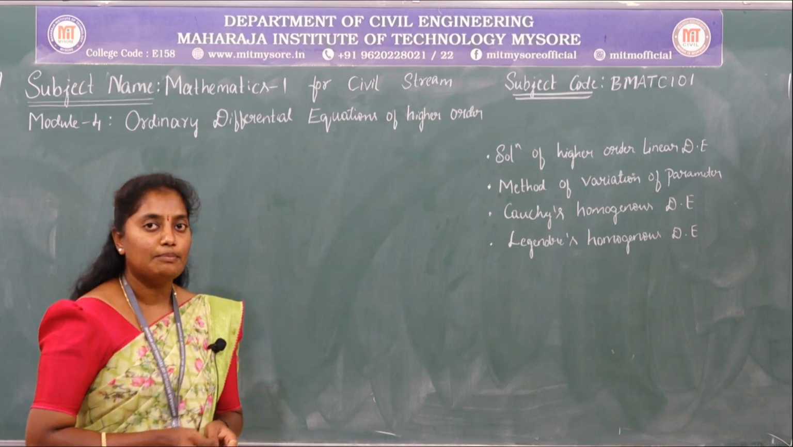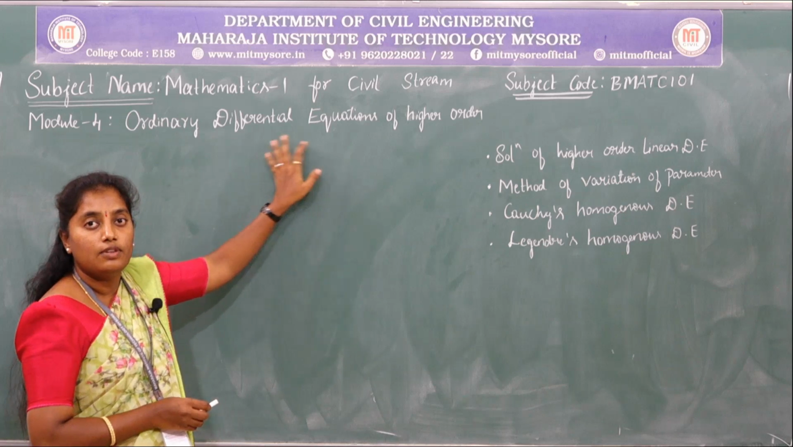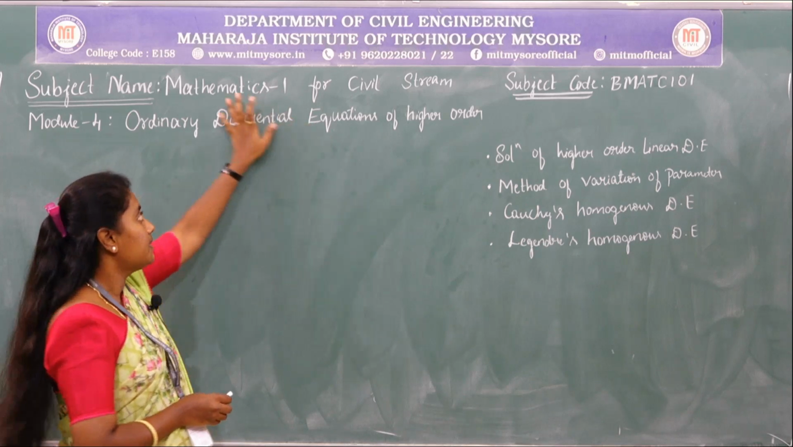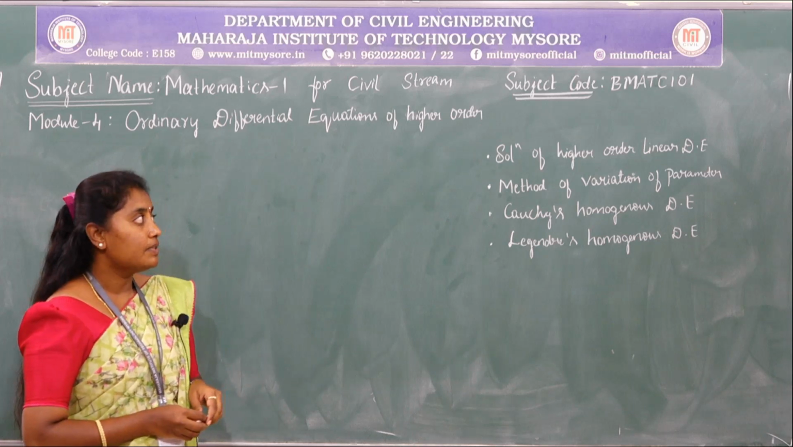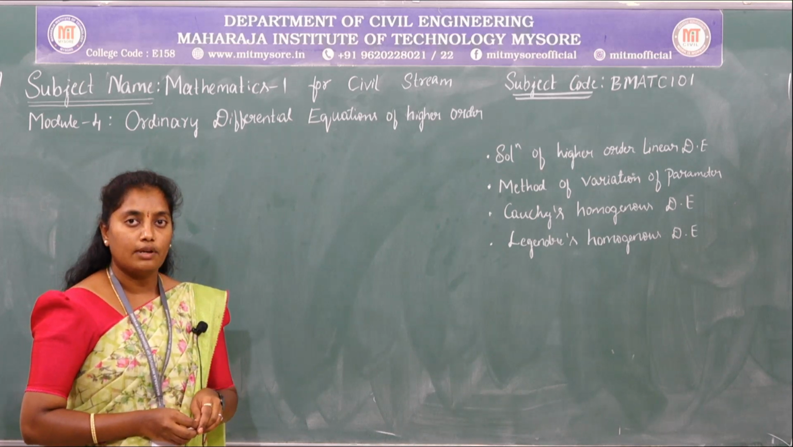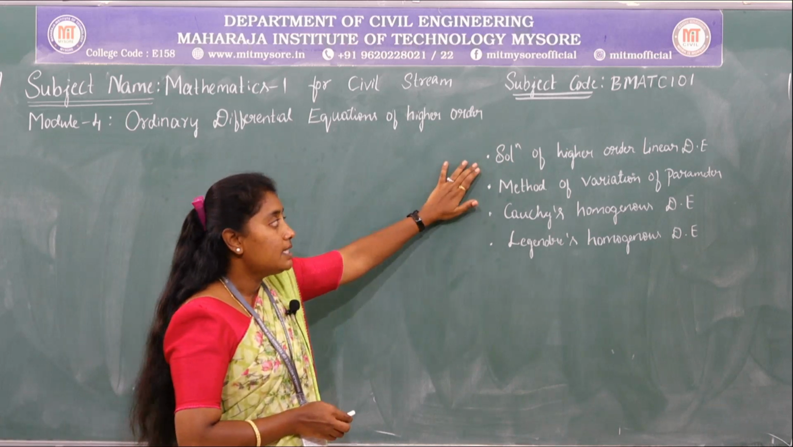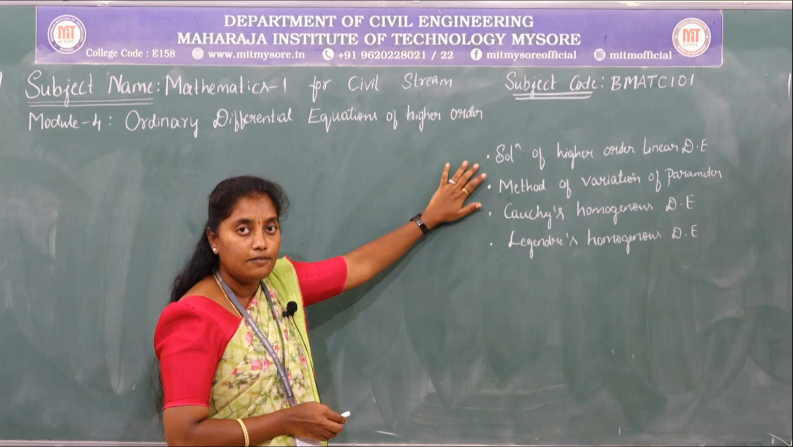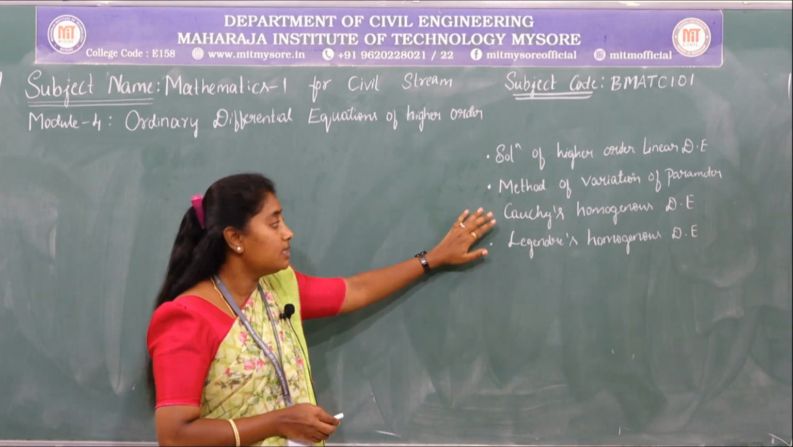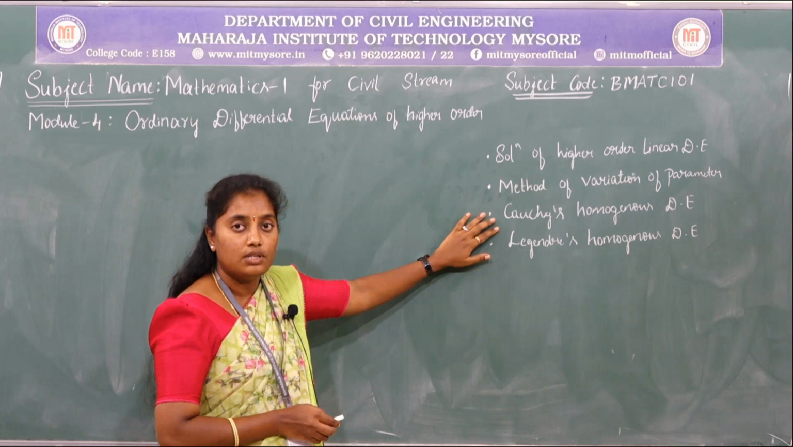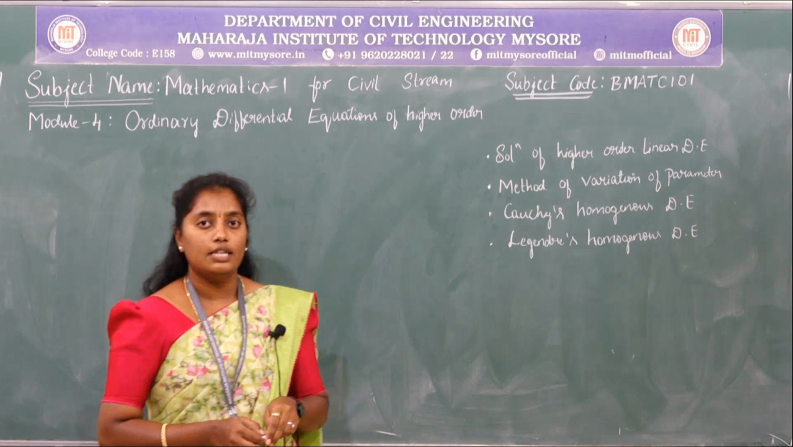In this video, I am going to explain Module 4, that is Ordinary Differential Equation of Higher Order, from the subject Mathematics 1 for Civil Stream with the subject code BMATC101. This module contains 4 concepts. First one, solution of higher order linear differential equation. Second one, method of variation of parameters, Cauchy's homogeneous differential equation, and last one, Legendre's homogeneous differential equation.